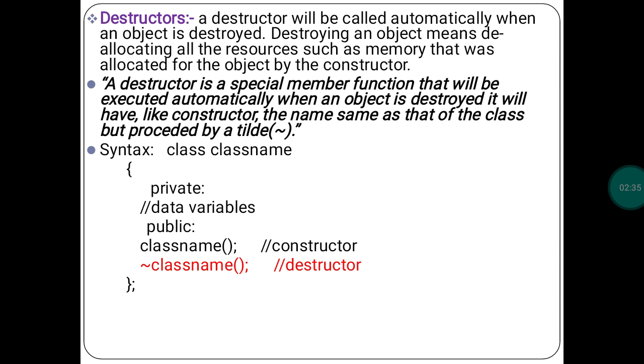Like a constructor, it has the same name as the class name. The constructor has the same name as the class. The destructor also has the same name as the class, but preceded by the tilde operator. Without the tilde, the name means a constructor; with the tilde, it means a destructor.